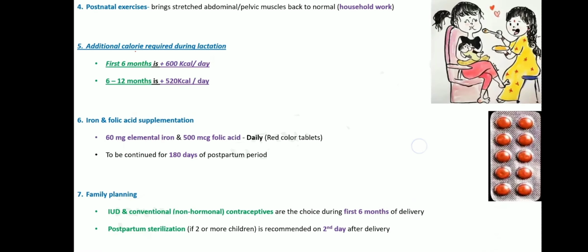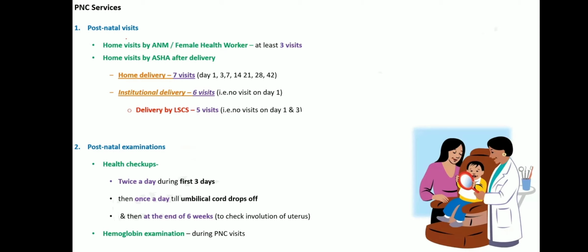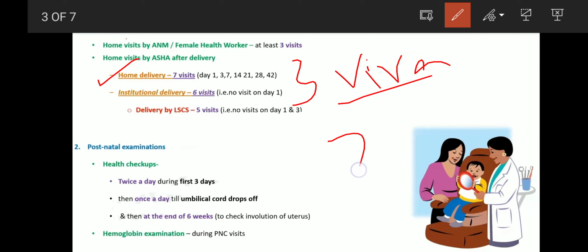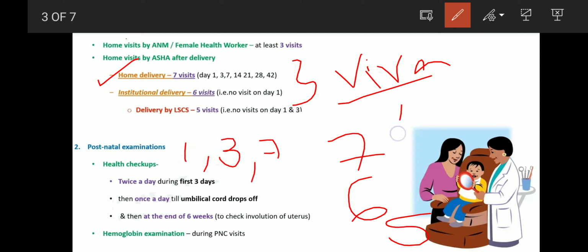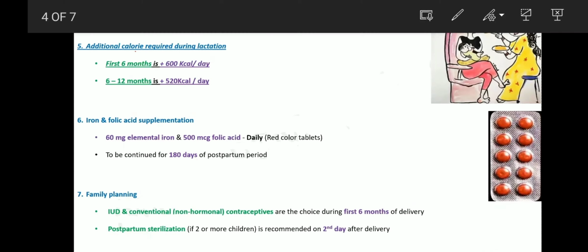Now let us have a look at the MCQs we have got in postnatal care. The delivery visits can be asked in viva voce. A viva question could be there. The home delivery visits are 7, institutional 6, and LSCS 5 visits. We know the numbers 1, 3, 7, 14, 21, 28, and 42. Okay, so done.